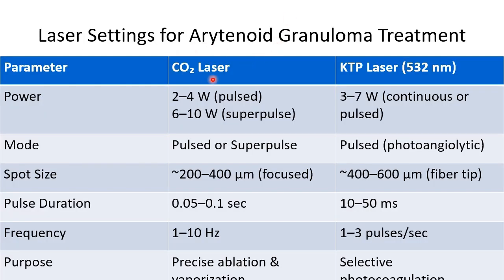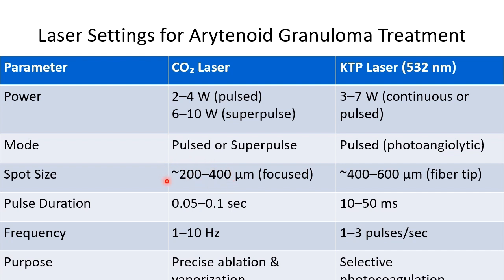Both carbon dioxide lasers and KTP lasers may be used in the surgical management of arytenoid granulomas. The power is usually about 2 to 4 watts if used in the pulse mode, or 6 to 10 watts in the super pulse mode for carbon dioxide, and 3 to 7 watts in continuous or pulse mode for the KTP. The mode is either pulsed in single pulses or super pulse in the carbon dioxide, and pulsed only for the KTP.